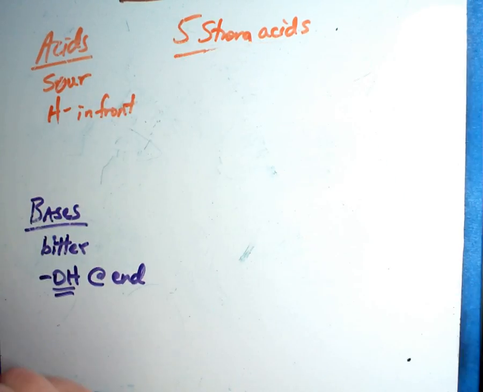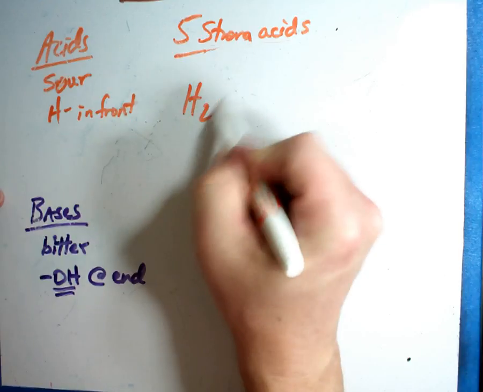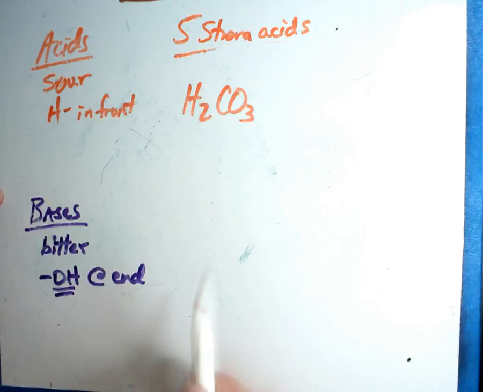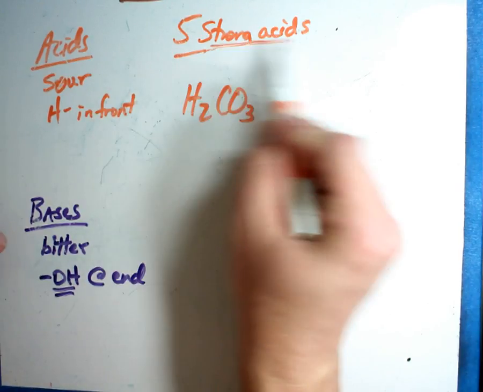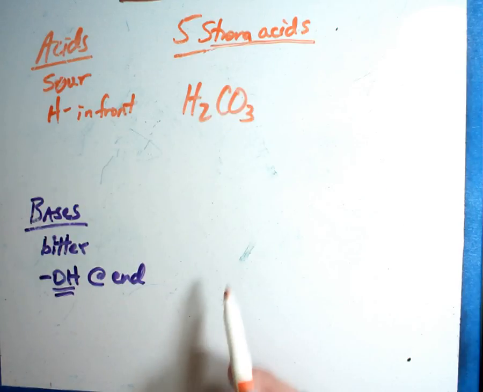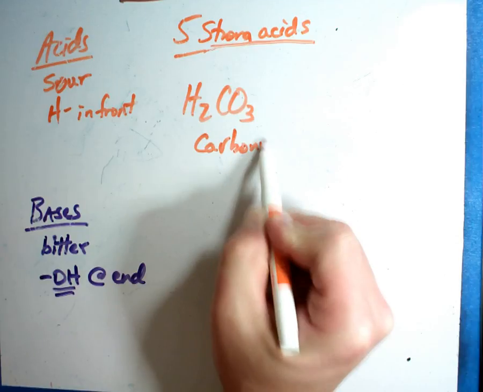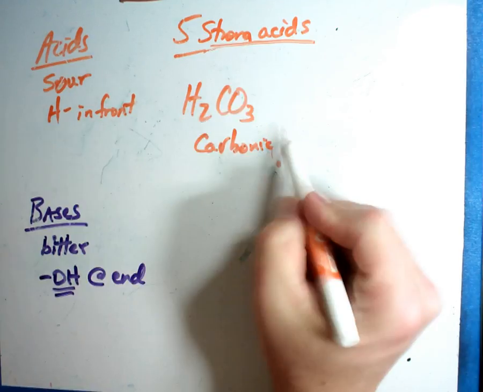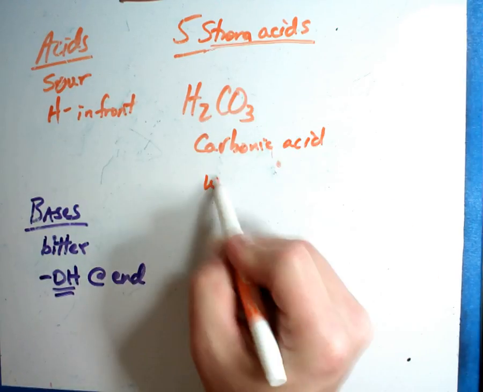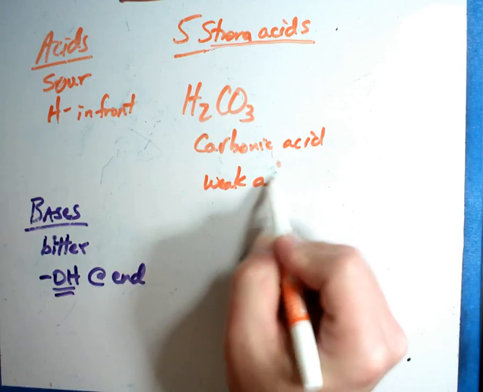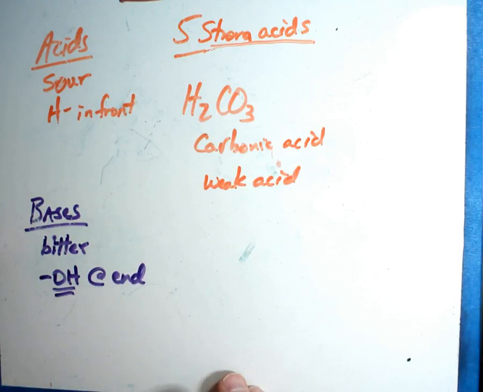So, now that you have those, let me ask you a couple of examples. What if you're given something like this? H2CO3, carbonic acid, strong or weak acid? Well, you have to look at your list. When you learn your list, is that one of the 5? No. Carbonic acid is considered a weak acid. Why? Because it's not one of the 5. It's that simple.